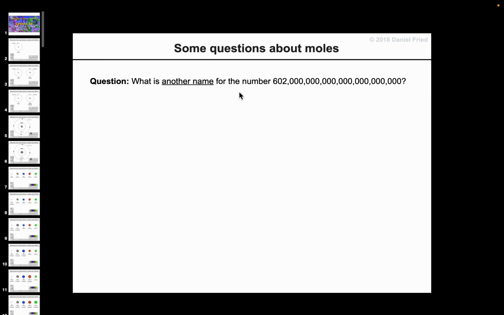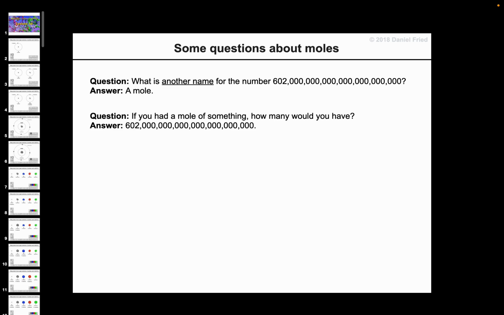What's another name for the number 602 sextillion? Well, the answer is a mole. If you had a mole of something, how many would you have? Feel free to pause the video. The answer is 6.02 times 10 to the 23.